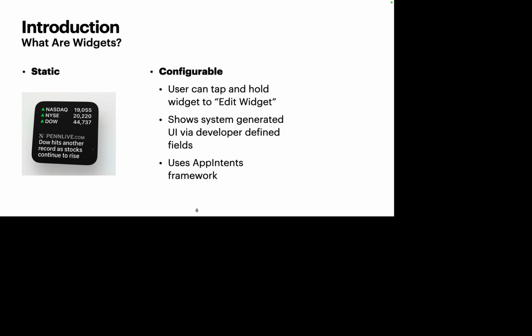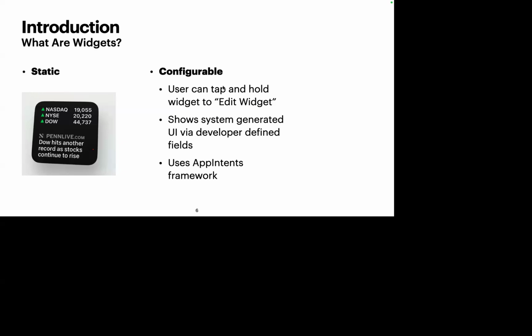With the configurable widget, users can tap and hold a widget, and a pop-up shows up where you can click on Edit Widget, and the widget flips over and shows system-generated UI via developer-defined fields, where you can choose certain features that you want to show in your widget.